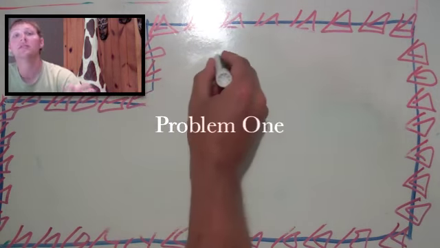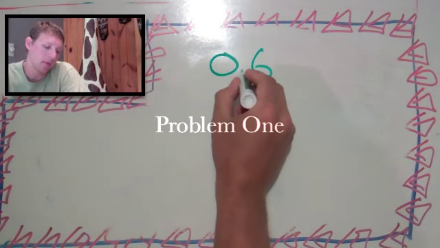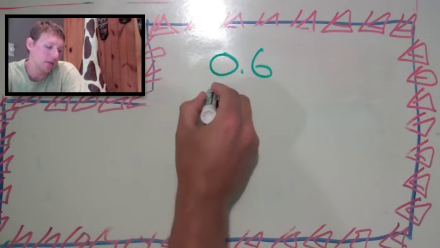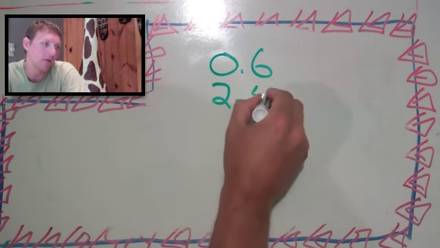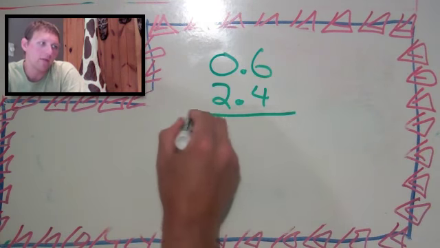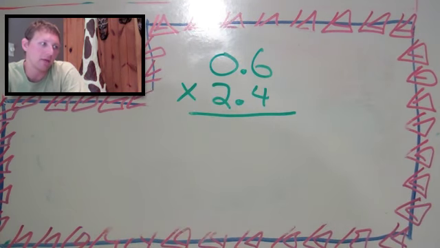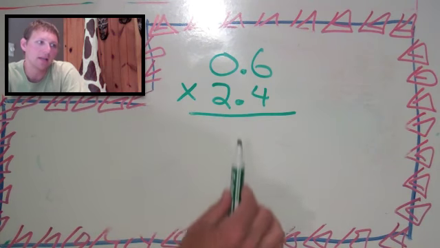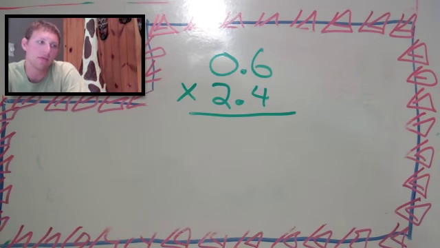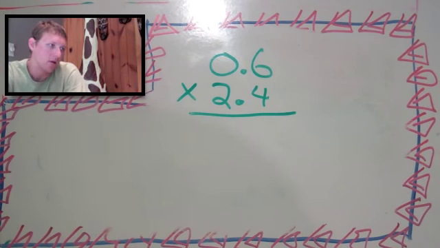We have 0.6 times 2.4. Now, even though we are ignoring the decimal point in our first step, we should still line them up correctly as a good rule of thumb practice for adding and subtracting decimals. So, with our numbers, we multiply.